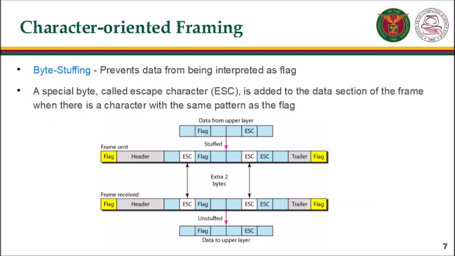In byte stuffing or character stuffing, a special byte is added to the data section of the frame when there is a character with the same pattern as the flag. The data section is stuffed with an extra byte. This byte is usually called the escape character and has a predefined bit pattern. Whenever the receiver encounters the escape character, it removes it from the data section and treats the next character as data, not as a delimiting flag.